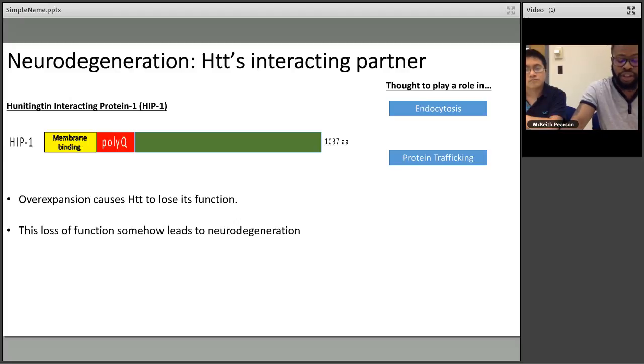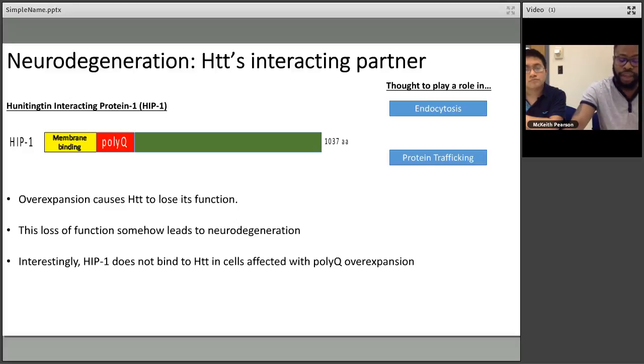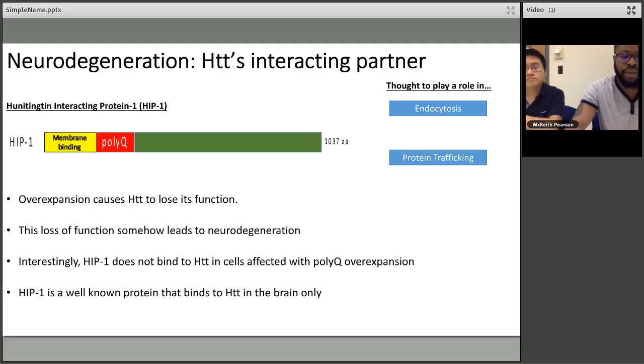therefore causing the neurodegeneration. Interestingly, it was observed that HIP1 could no longer bind to a mutant Huntingtin that had undergone polyQ overexpansion. It has also been shown that HIP1 is highly expressed in the brain, making it very likely that both Huntingtin and Huntingtin Interacting Protein-1, or HIP1, play a role in Huntington's disease pathogenesis.